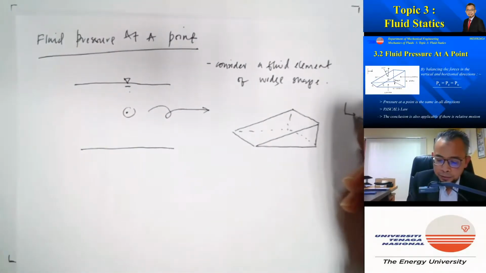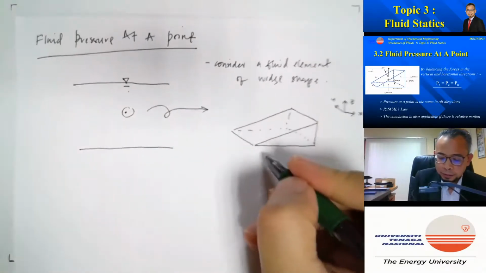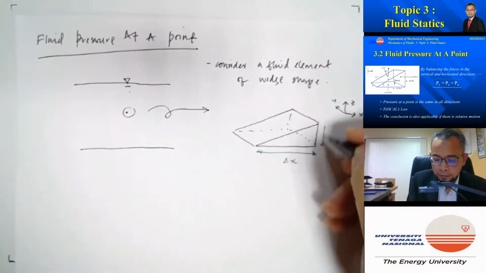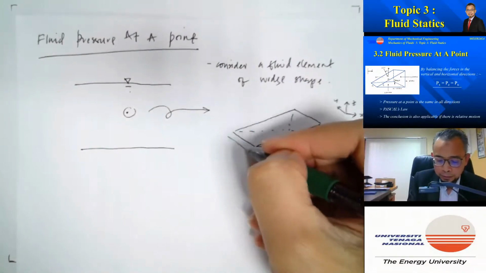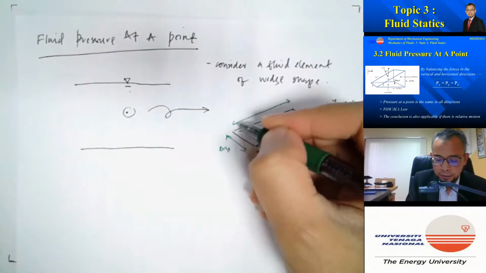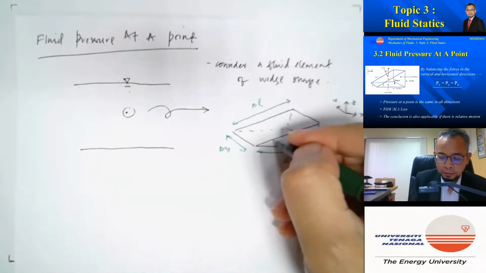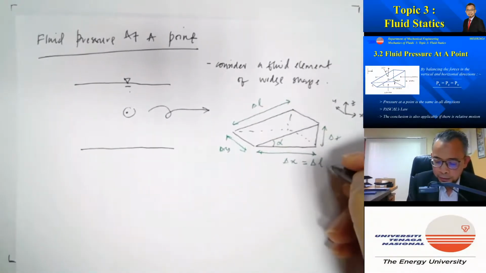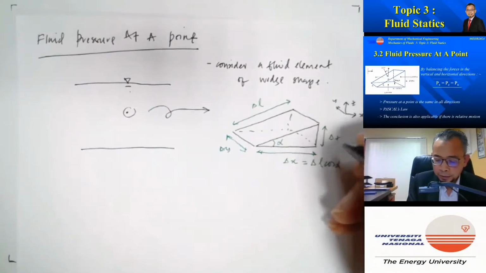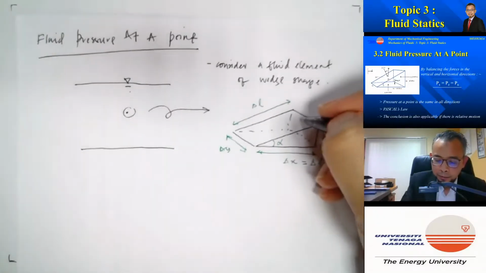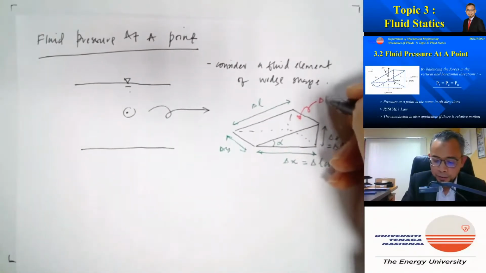So I'm going to call this direction X, this is Y, this is Z. So this is my delta X, this is my delta Z, this is my delta Y, and let's call this slanted distance delta L. If this angle is alpha, then delta X is equal to delta L cos alpha, and delta Z is equal to delta L sin alpha. And let's call this surface here delta A.